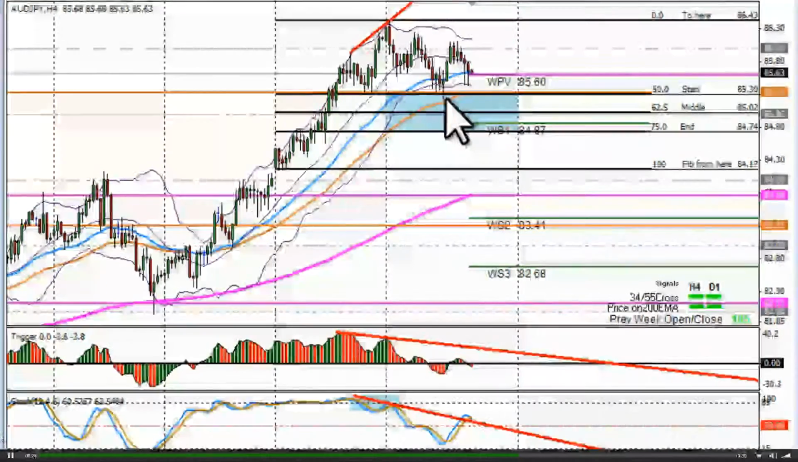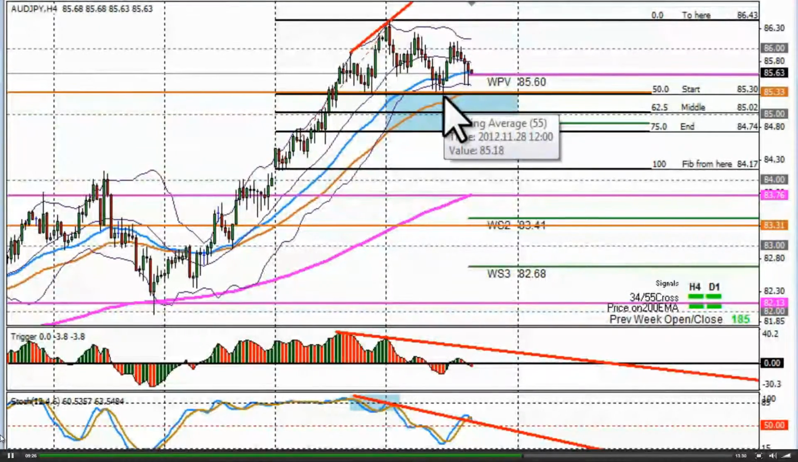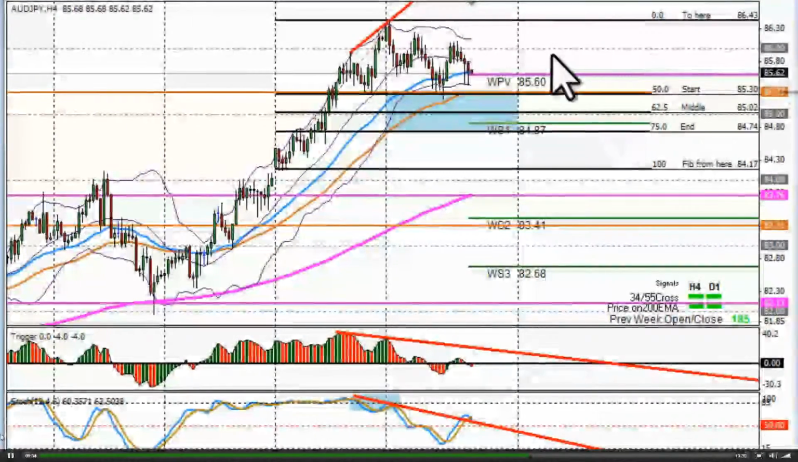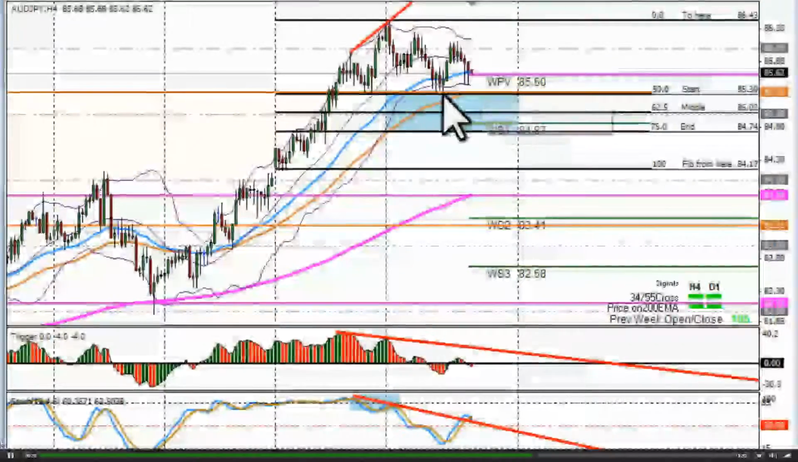What did price do? We hit the 85.50 area. Previous support resistance was in the zone. And Bob was your uncle. First port of call was 86, psychological level. Second port of call was 86.43, and that's what price did.